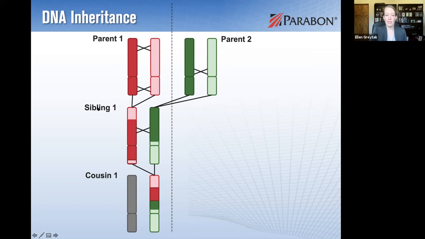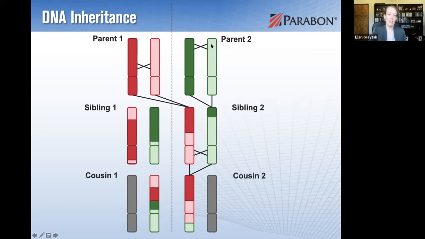And the same thing happens if that person then has their own child, they pass on a random combination of their own DNA. And so I keep using the word random. This is a random process. If that same couple then has another child, recombination happens again, but this time in different places. And so that other child inherits a different random combination of their same parent's DNA.